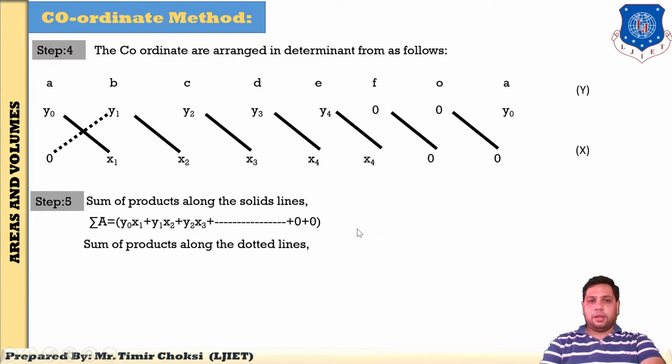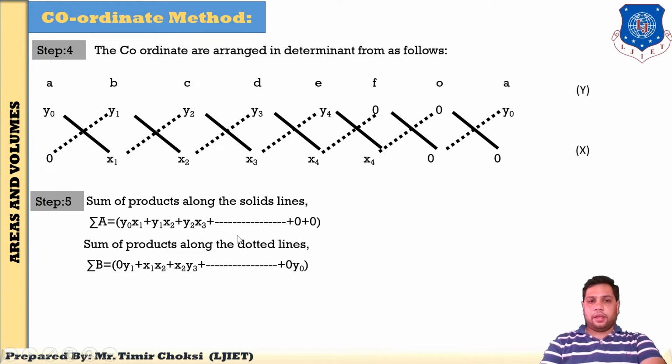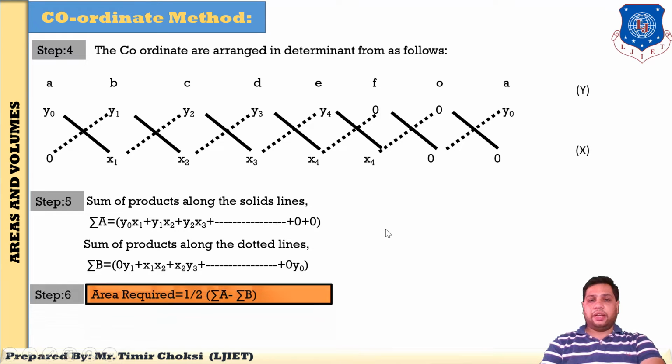Similarly, you find the sum of product along the dotted line. So you find the summation B. So you know that 0 into y1, x1 into y2 plus x2 into y3, similarly up to the last point 0 into y0. So you have found summation A and summation B in this method. Now after finding summation A and summation B, you find the required area.